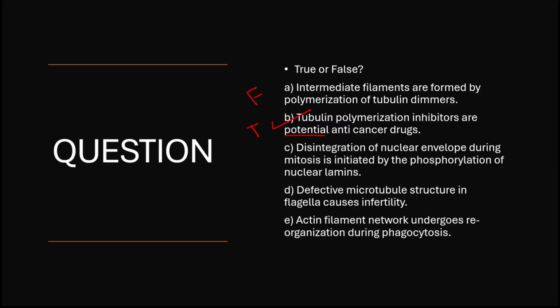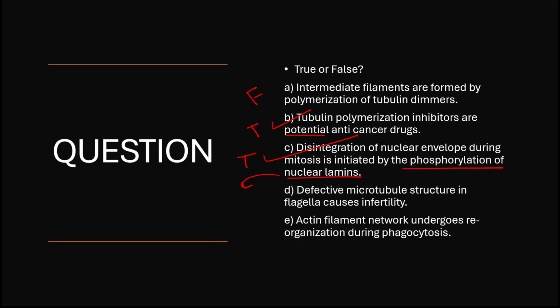So the statement, disintegration of the nuclear envelope during mitosis is initiated by the phosphorylation of nuclear lamins, that is true. As I said, for mitosis to take place, the envelope has to undergo disruption and it will be reformed during the telophase. The nuclear lamins are the ones which usually initiate the disruption process. The nuclear lamins have to undergo phosphorylation initially for this process to commence. So this is a true statement. Look at the depth in which the questioning has been given.